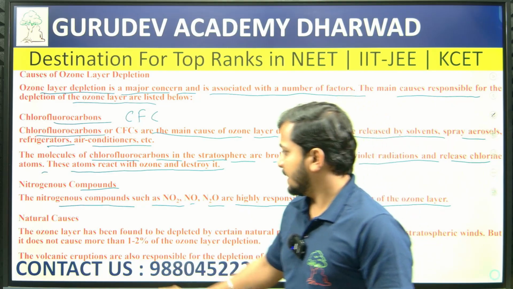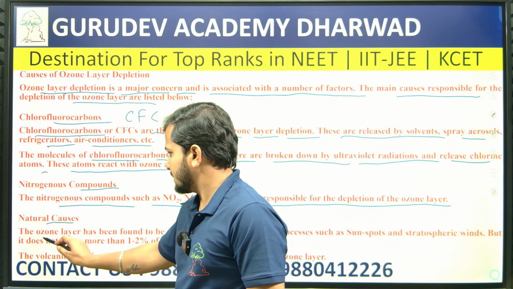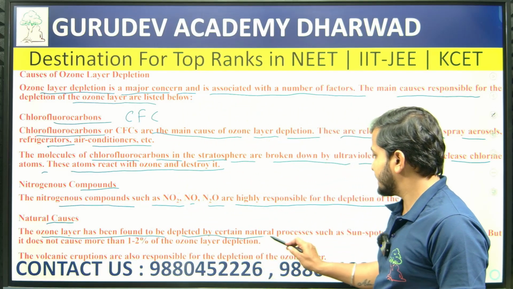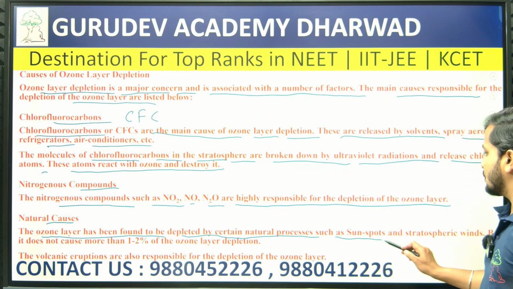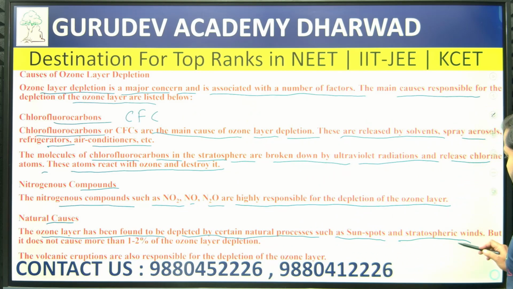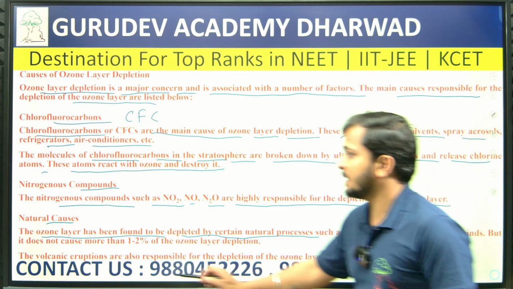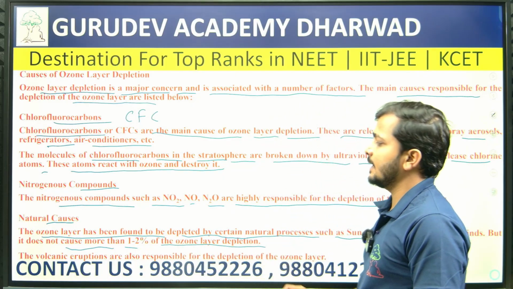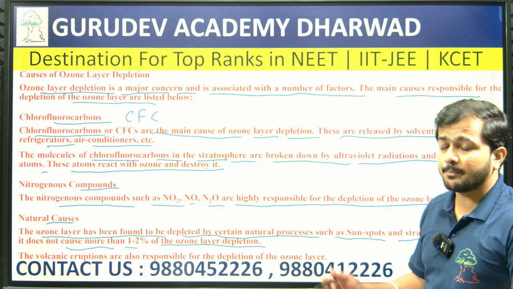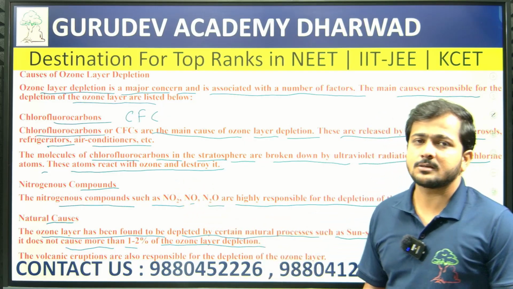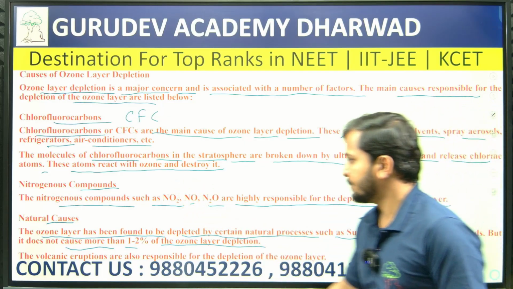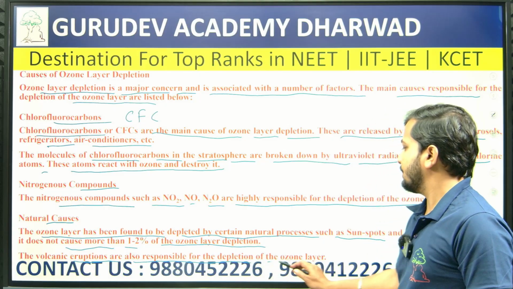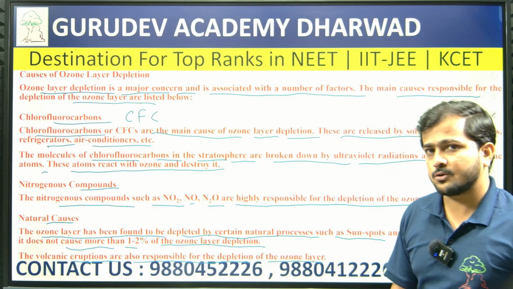Ozone layer. Then again, some of the natural processes, such as sunspots and even stratospheric winds, have been found to deplete the ozone layer, but they do not cause more than 1 to 2% of ozone layer depletion. It causes less effect, but even so it is a cause of ozone depletion. Then volcanic eruptions are also responsible for the depletion of the ozone layer.